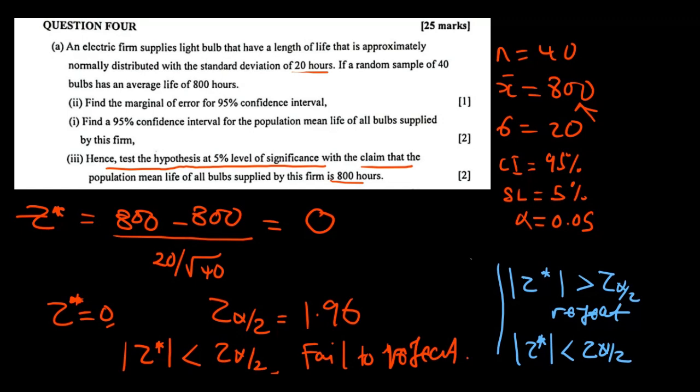So our conclusion will be: at the 5% level of significance, there is not enough evidence to reject the claim that the population mean of all bulbs is 800. All right, so that's it for question A. Let us now look at question B.